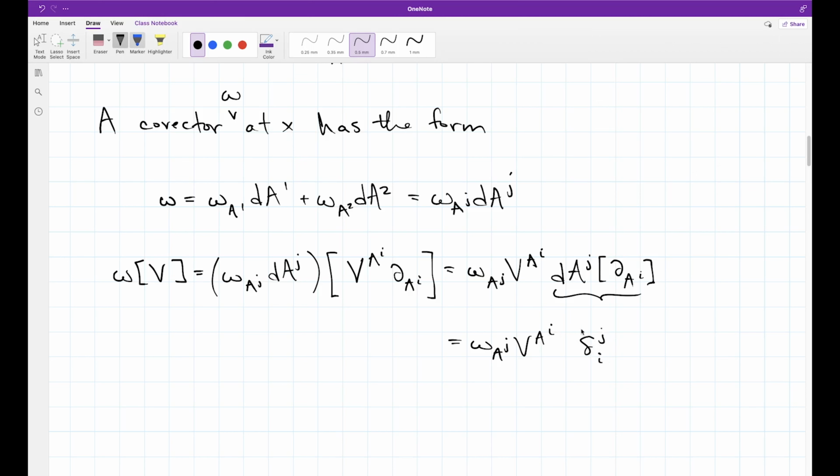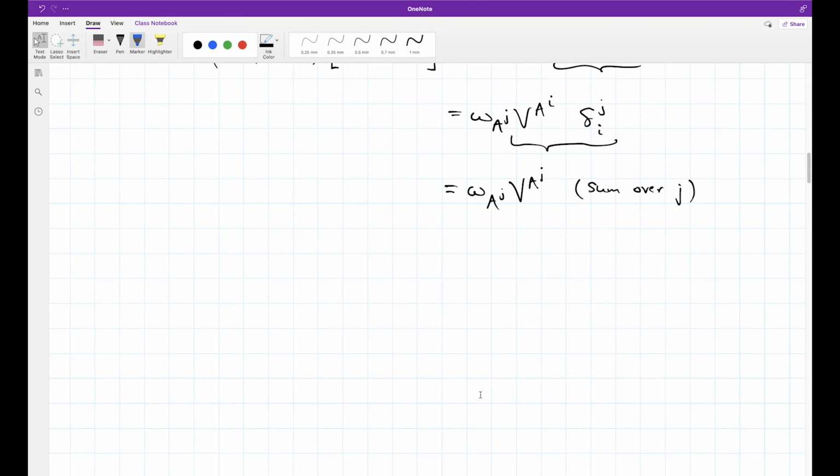and finally, because we're summing over this, we can, for instance, sum here. This sum is only going to have one non-zero term, which is the term where i is equal to j. So at last, we can say that this is omega_aj v^aj, where the sum over j is implied. Good.